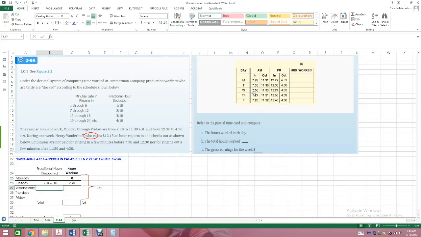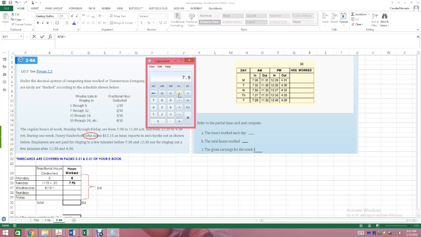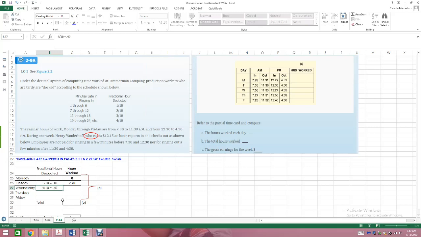Now let's look at Wednesday. On Wednesday, this employee clocked in at 7:50. At what time was he supposed to clock in? 7:30. So this employee is how many minutes late? From 7:30 to 7:50, this employee is 20 minutes late. If this employee is 20 minutes late, he's going to get docked 4/10 of an hour. Let's get our calculator. 4 divided by 10 is 0.40. So this employee is going to get docked 0.40 for being 20 minutes late on Wednesday.